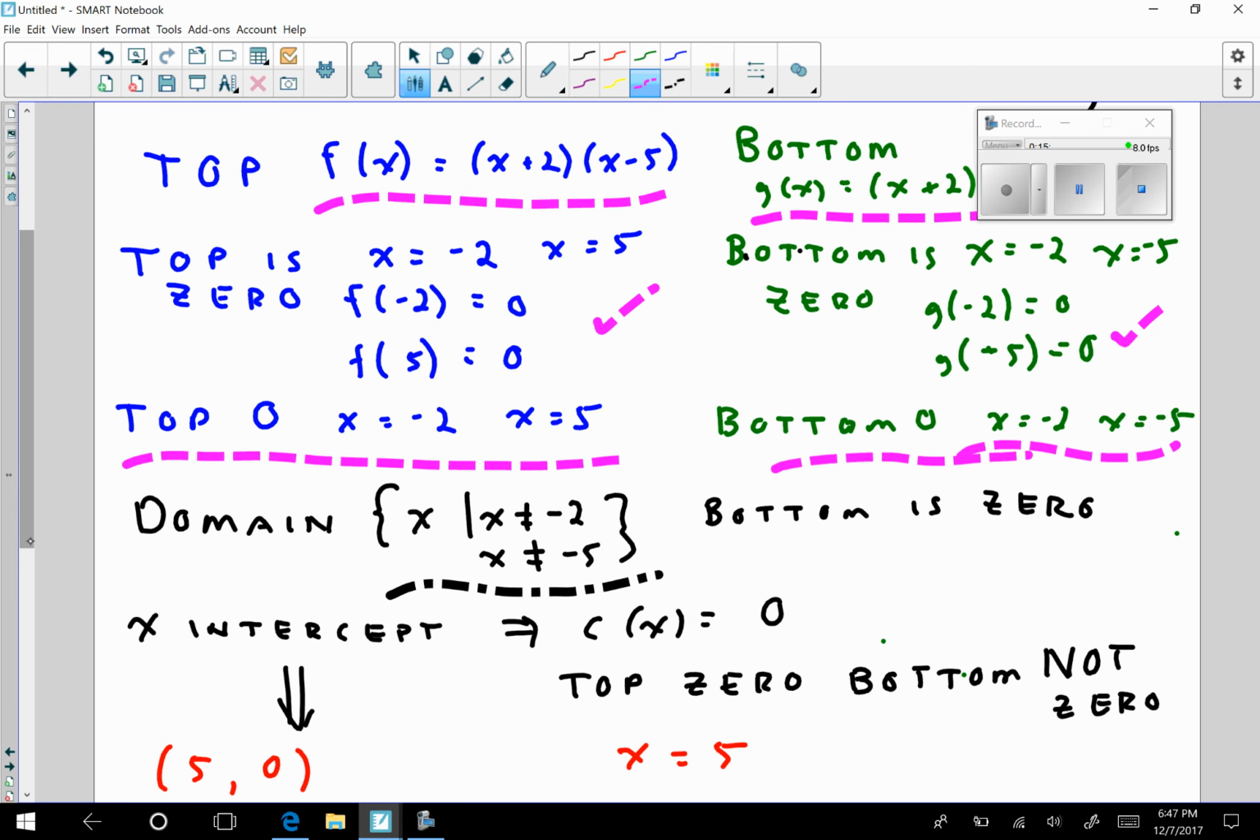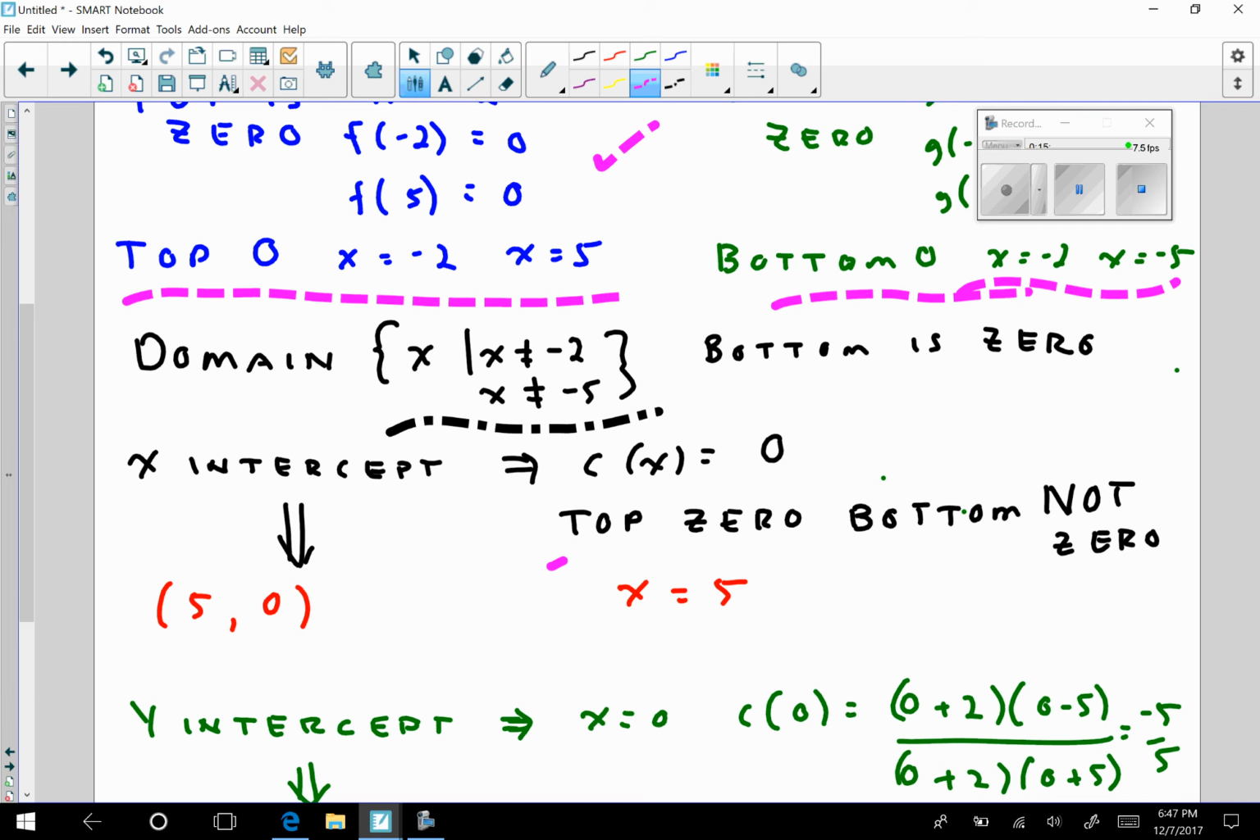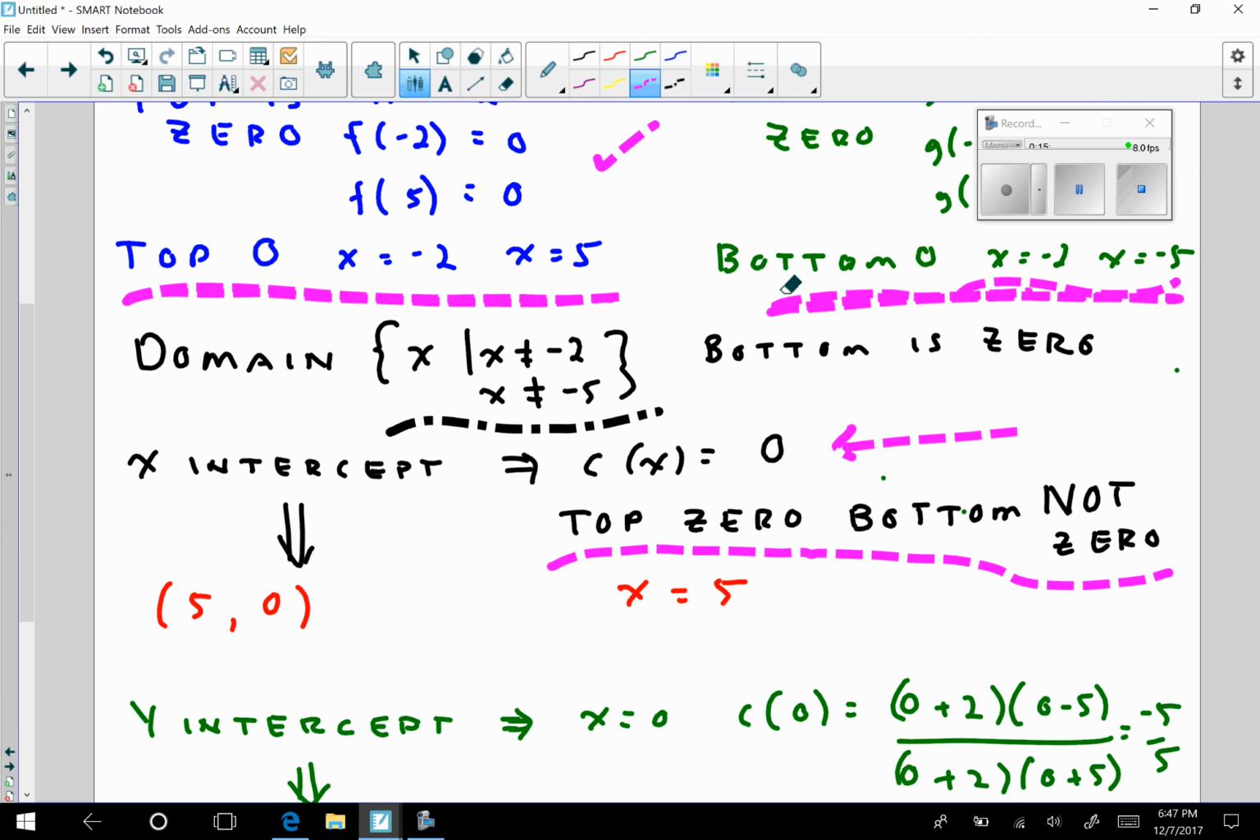Next thing I want to do is find the x-intercepts. The x-intercepts happen, ladies and gentlemen, boys and girls, friends and neighbors, when the top is 0 and the bottom is not 0. Two things have to happen because I want this fraction to be 0. When is a fraction 0? When the top is 0 and the bottom is not. And I look at my powerful information up here, and I see that the only time the top is 0 and the bottom is not is at 5. So I only have one x-intercept, and right there that rascal is 5, 0.